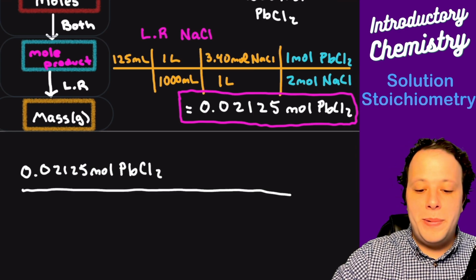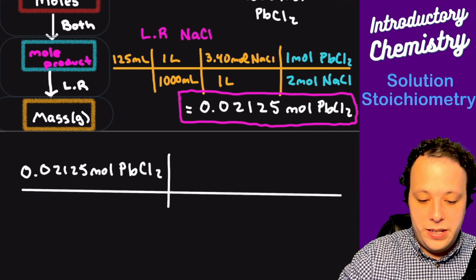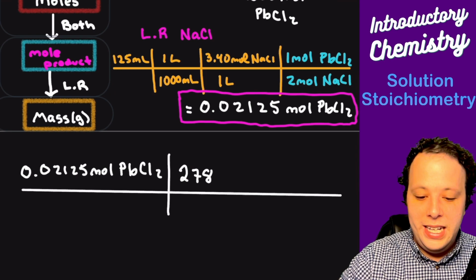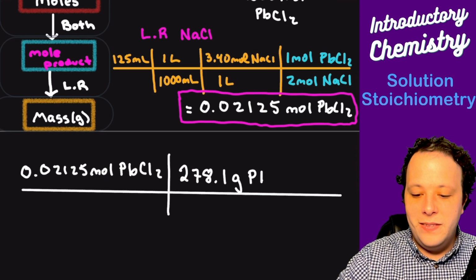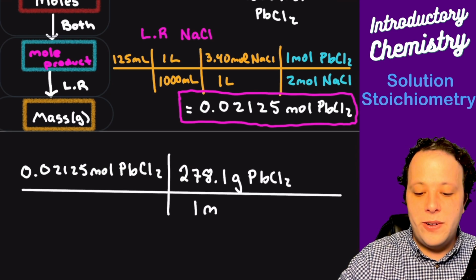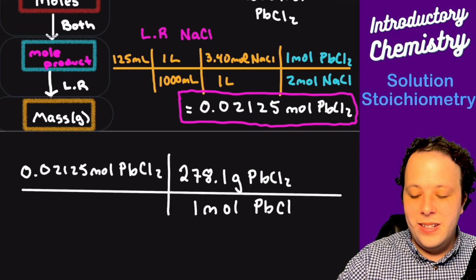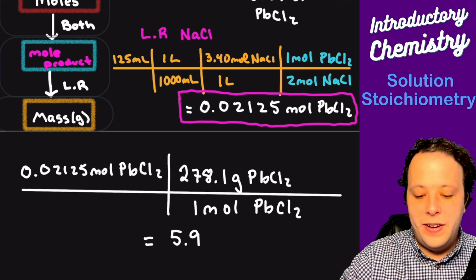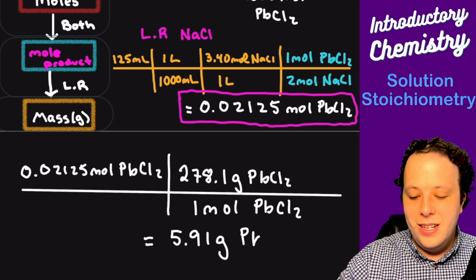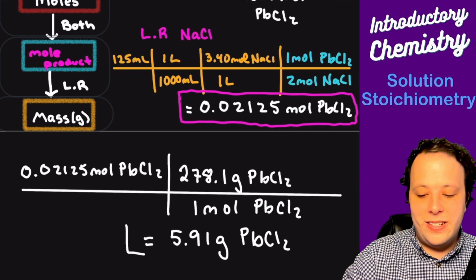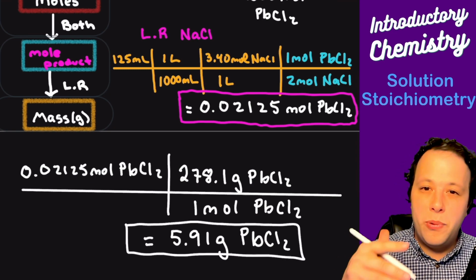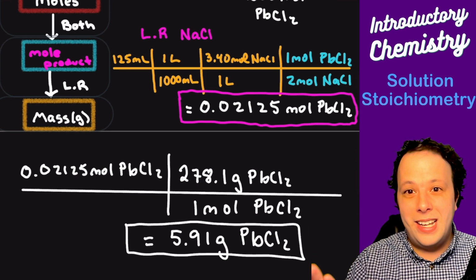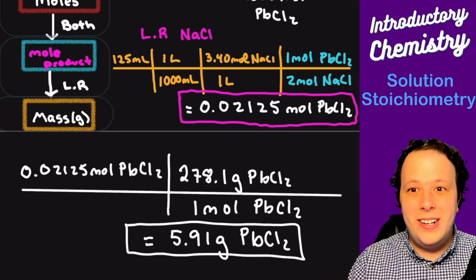So we need to use our periodic table to find the molar mass of lead chloride. I already did that for us, which is about 278.1 grams of lead chloride for every 1 mole of lead chloride. And once we do that, we'll multiply those two numbers together, and we will get about 5.91 grams of lead chloride as our answer. Okay, so that's how much precipitate or solid should form if both of these two chemicals mix together. Let's go take a look at our next example.